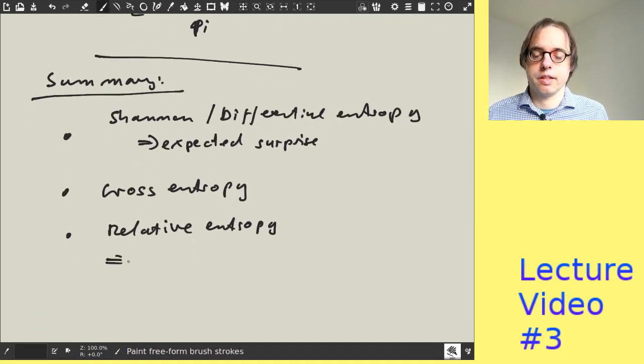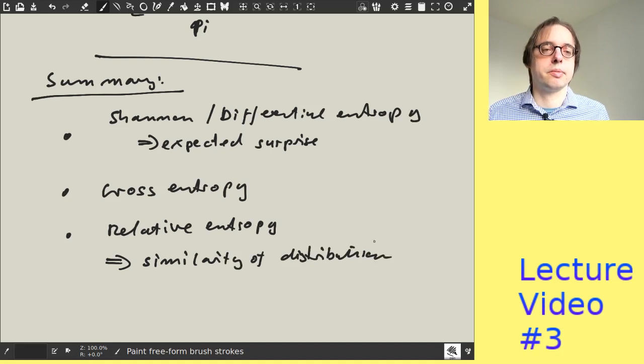Similarity of distributions, and this is the interesting bit for us in statistics, because in statistics we always like to find models that allow us to interpret what's in the data. So what we will be doing, we will use Kullback-Leibler to compare the empirical distribution, for instance, with the model distribution, and then choose accordingly. But this is the subject of another video.